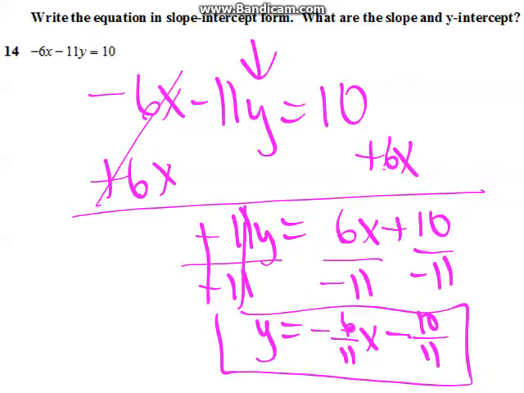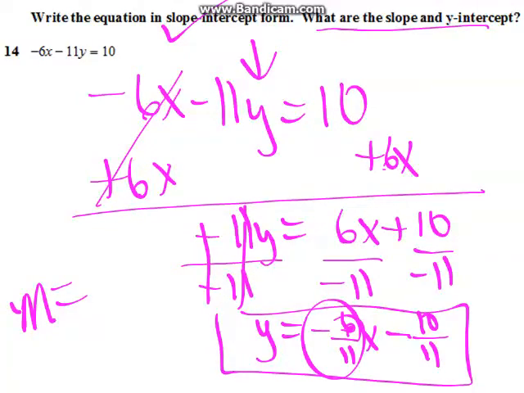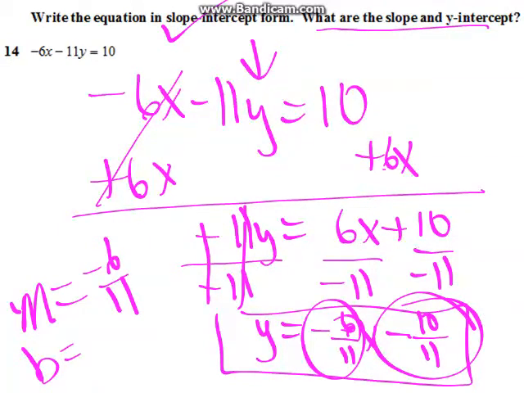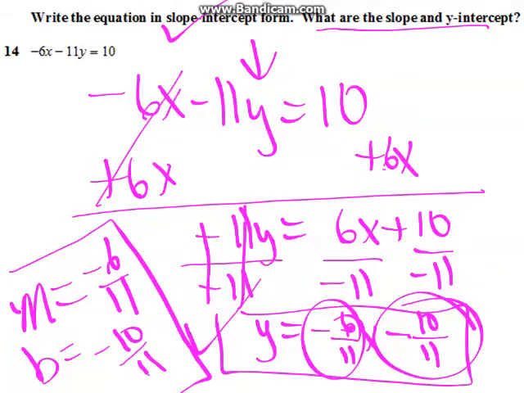So that's the first part. They said write the equation in slope-intercept form. Part 2 said what is the slope and the y-intercept. So our slope, which is -6/11, and our y-intercept, which I'm going to call b, is -10/11. And there's both parts of our question.